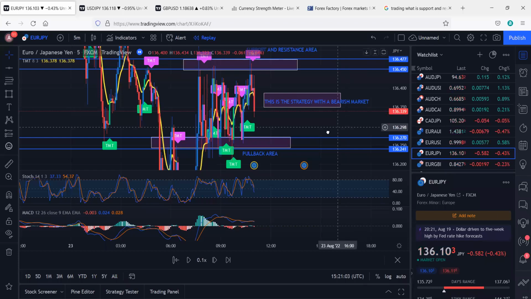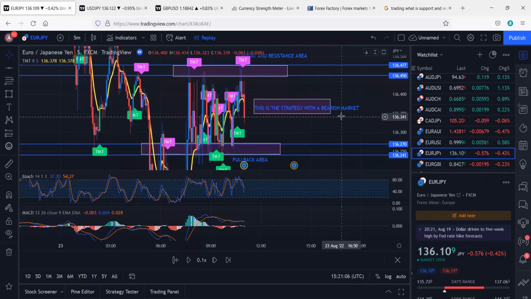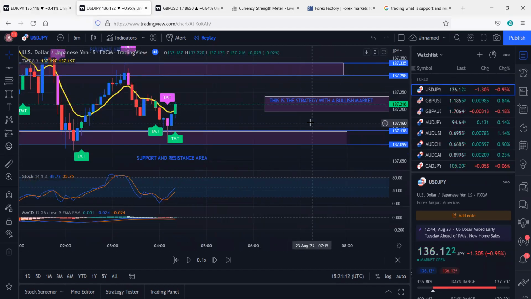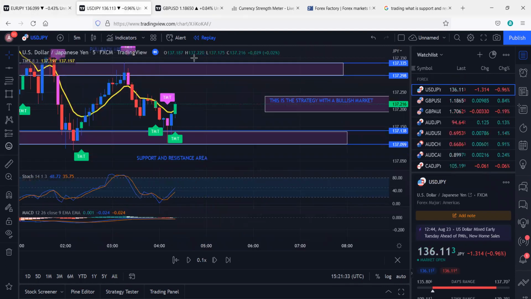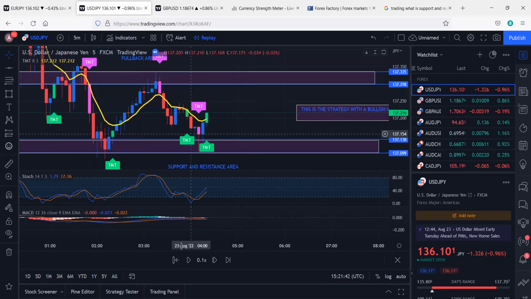Ladies and gents, as you can see here, we demonstrated the bearish market for my strategy. Hopefully that makes sense. I have demonstrated for a bullish market. Hopefully that makes sense too. So let's recap. What have we looked at? We looked at how my strategy works with a bearish market, with a support resistance area, a pullback. I have presented how I use my stochastic, my MACDs. I have presented how my strategy works with a bullish market, with the support resistance on it, and the pullback area on it as well. And the same thing with the stochastic and the MACD.